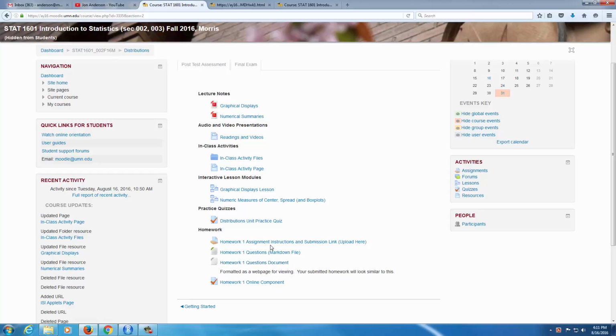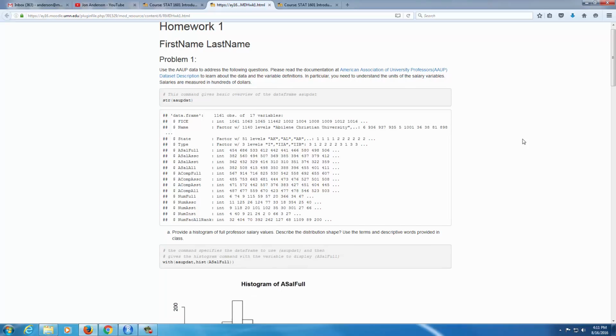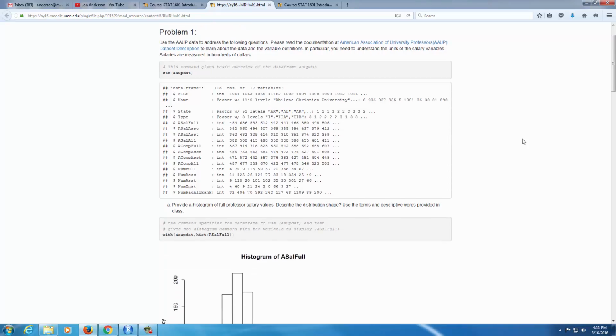You will have to download this markdown file and upload it to our studio to execute. But when you execute, you should get something that's a formatted thing like this web page. And so let's start with problem 1. It's about some AAUP data. AAUP means American Association for University Professors, and it's a salary and cost financial data set.